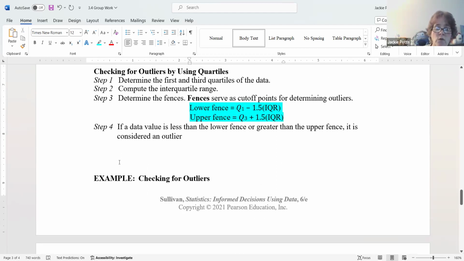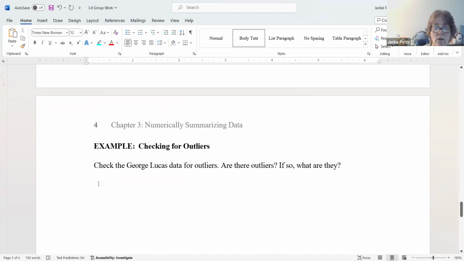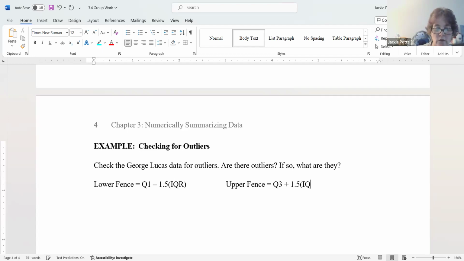All right. So using the data, check for outliers. So our lower fence, remember, is Q1 minus 1.5 times the IQR. While the upper fence equals Q3 plus 1.5 times the IQR. So how do I calculate that?